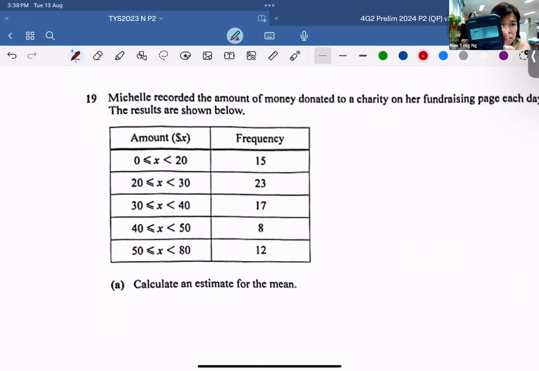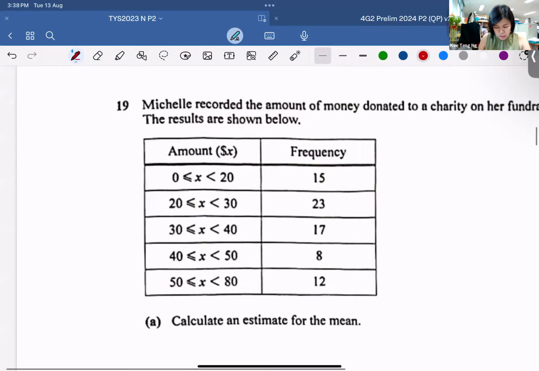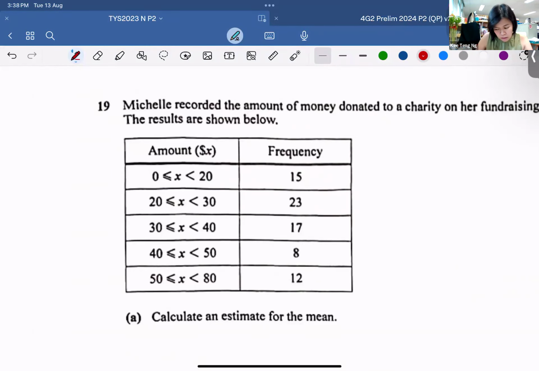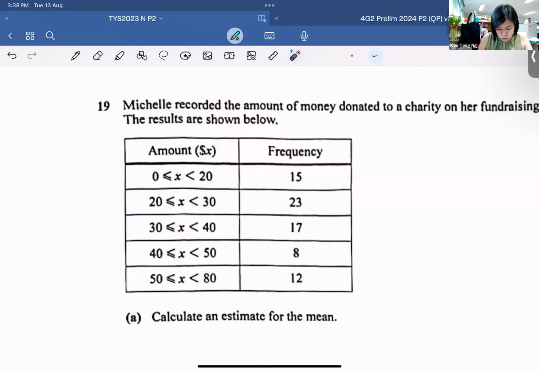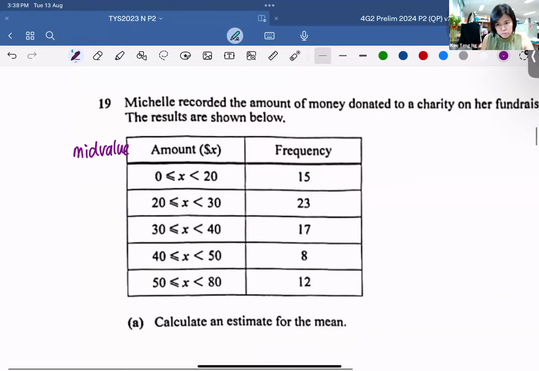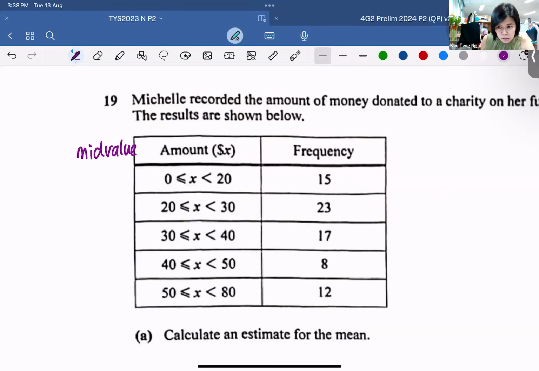Then the next thing is inside my table, I have the X data, right? But in a table with data in intervals, I have two numbers for each interval. What do I need to find? What number am I going to keep? I need to find the mid value for X. You all remember how to find mid value? What's the number in between 0 and 20? 10, then followed by 25.